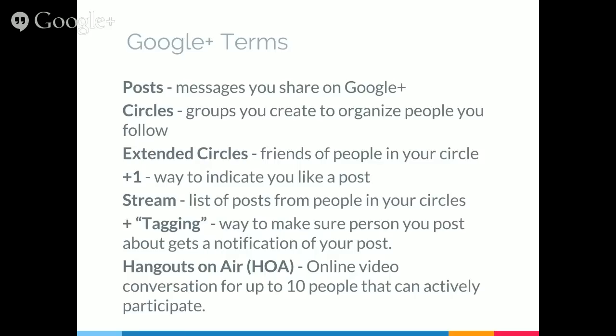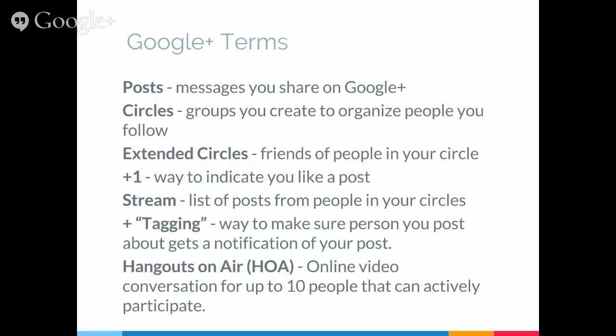So that's really nice. Circles are groups of people you know that you create to organize them. So in my own personal Google+ account, I have a circle for my friends. I have a circle for my friends I've met on Google. And then I have my staff at my school in another circle, and so on. So it makes it easier to share because you can share with a specific circle or you can share with all of your circles. So it's another way to post a message to specific people that you'd like to see it. Extended circles are basically friends of people in your circle. So not only do you share it with the people in your circle, but it shares outside with their circles as well.